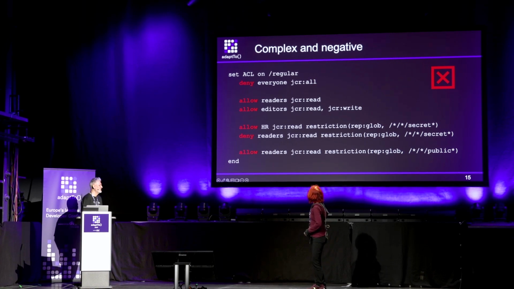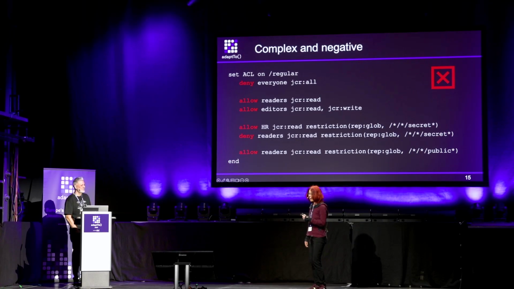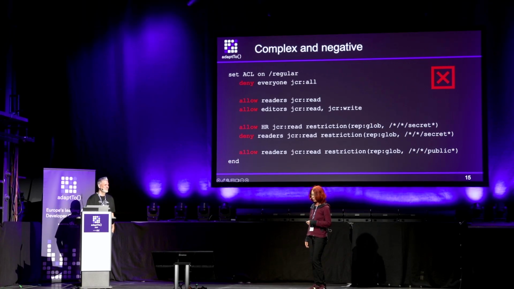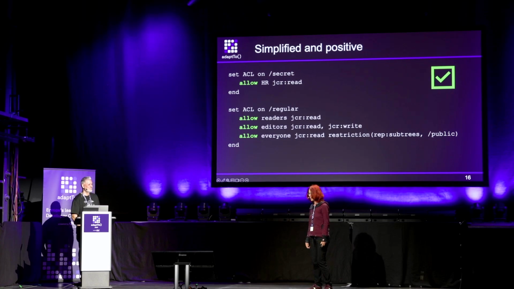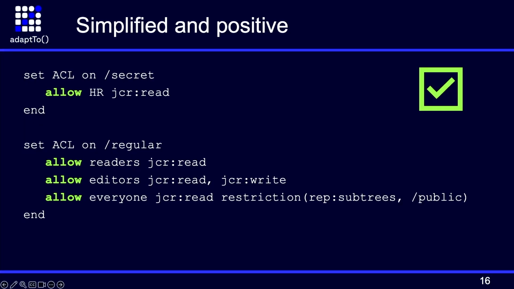So what else could we do instead? I admit that what I'm presenting here is more of an idealistic version. In AEM, there might be constraints. What would be simplified and positive? First, I would move that secret folder out of the regular folder. When you think about the threat boundary, this secret folder is not part of the same threat level as your regular folder.